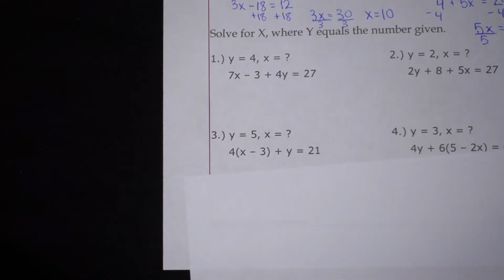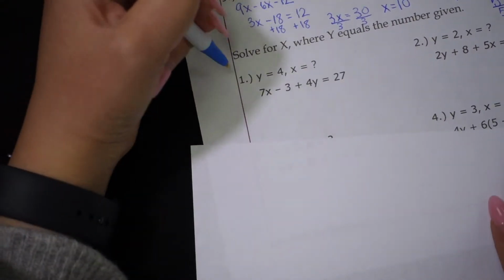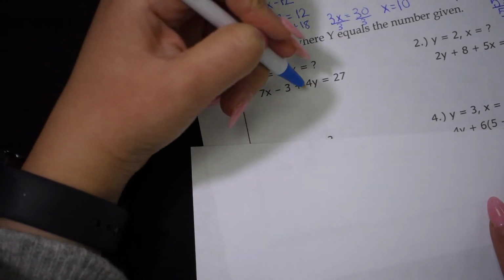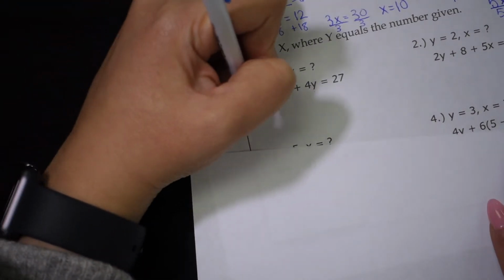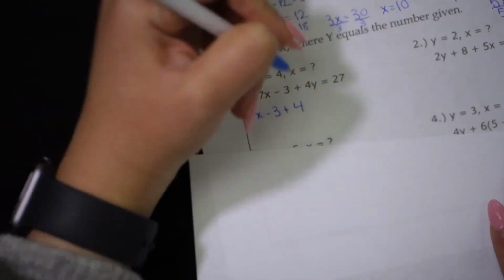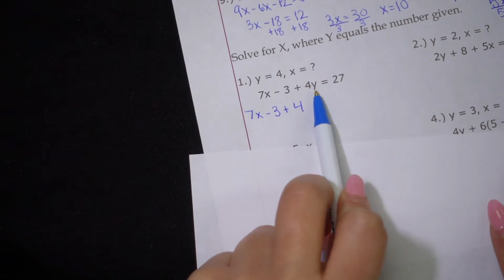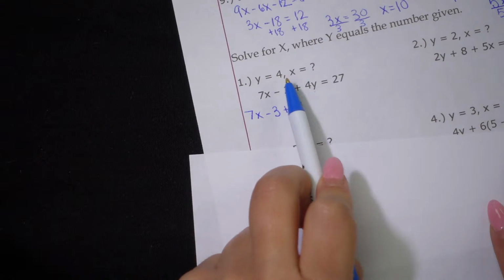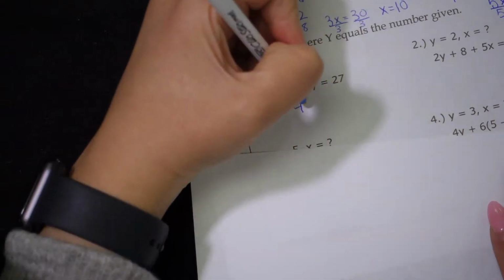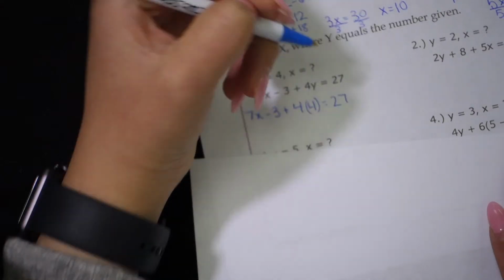So in this case, we have 7x minus 3 plus 4y is equal to 27. We know that y is 4. So we're going to rewrite this equation, minus 3 plus 4. Now 4y means 4 times, or multiplied by, this number. So whatever value that is, which we're given is 4. So 4y means 4 times 4, which we're given right here. So I'm just going to put a 4 right here. And this is all equal to 27.